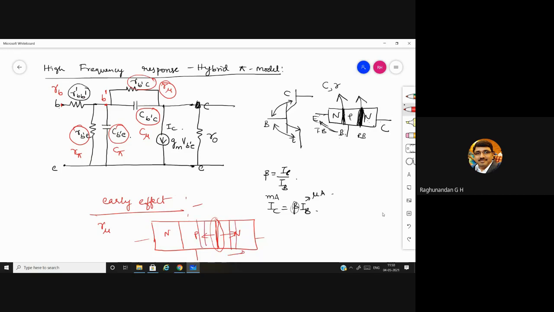When you keep on increasing the voltage applied between these two, base narrowing takes place. So that means the base is getting reduced. Finally, at some higher reverse bias voltage, the base is going to be completely eliminated. This is known as early effect. Once early effect occurs, we are going to lose the transistor. So base width modulation or base narrowing is known as the early effect. That happens in this case.